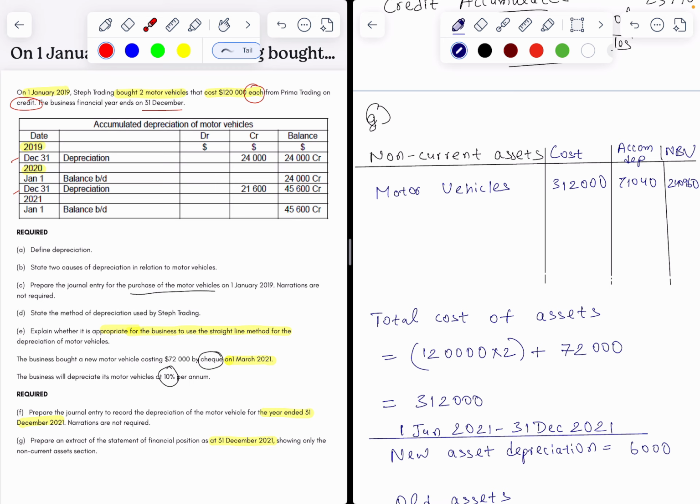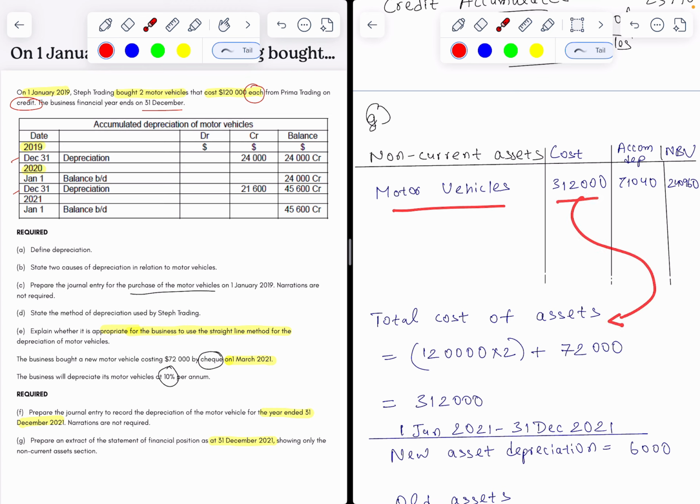Every time we record our non-current assets in the statement of financial position, or your balance sheet, we want to show three separate numbers. The first one being the original cost, the second one being the accumulated depreciation, and the third one being the net book value, which is simply the difference between the cost and the accumulated depreciation. The assets we're working with in this case are the motor vehicles, and the total cost of motor vehicles is $312,000. How do we get that?